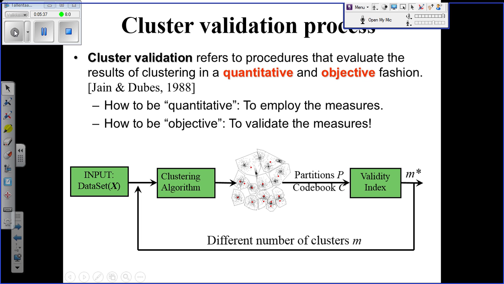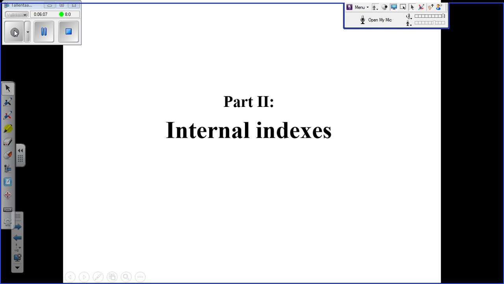Okay, another definition by Jain and Dubes. How to be quantitative to employ the measures, how to be objective to validate the measures. Well, I will skip it, but basically, given the data, apply the algorithm, and then validate the goodness of that. Then we try a different number of clusters and validate again. So this is a kind of brute force approach with the parameter of the number of clusters, and this black box validity index is what we need.